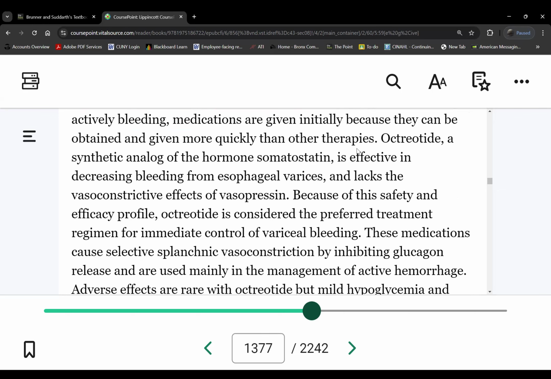The brand name for octreotide is Sandostatin. It is not a statin. Are we clear? I don't know why they picked that name, but I guess because it's a synthetic analog of somatostatin, the hormone which causes vasoconstriction. Because of that, I guess they came up with the name Sandostatin. But not to confuse you, this is not a statin drug. Are we clear? All right.